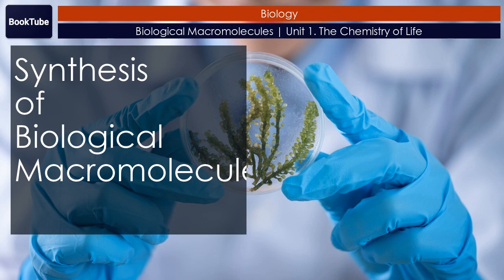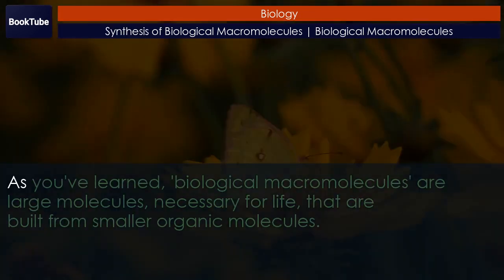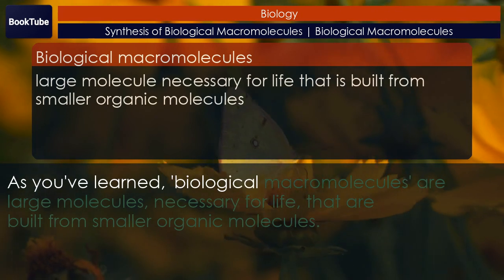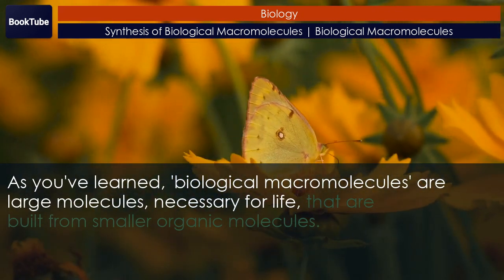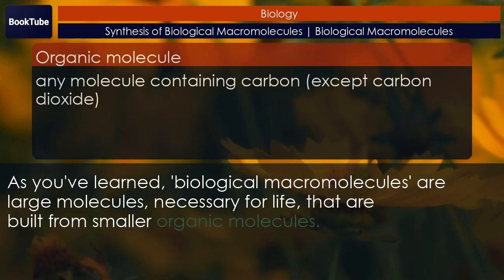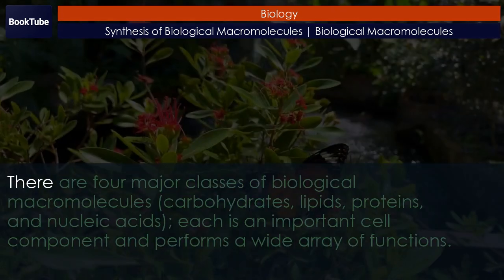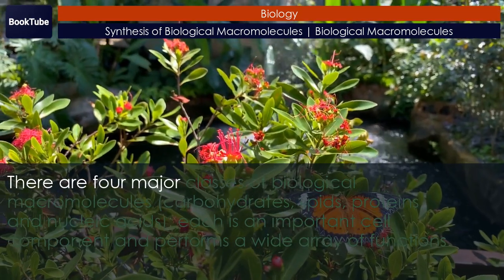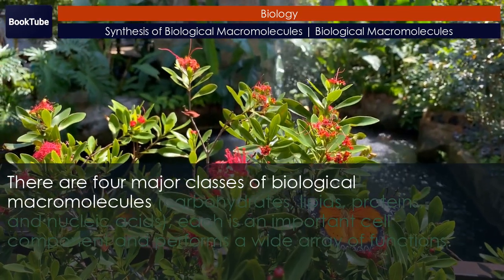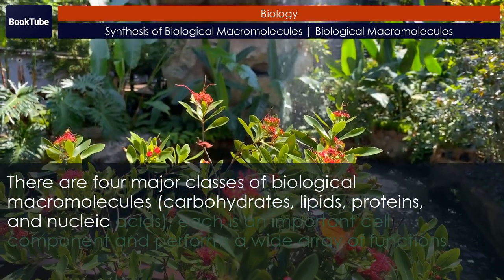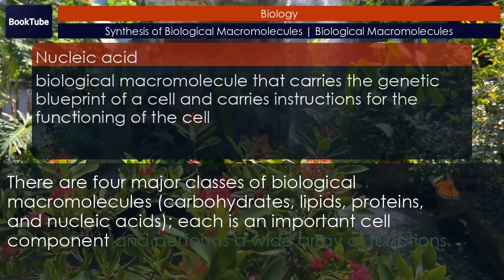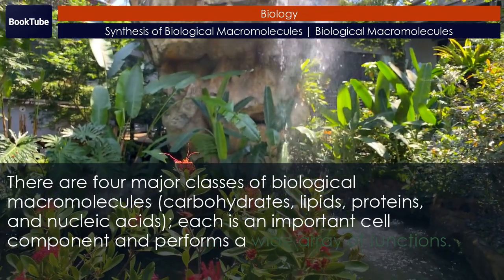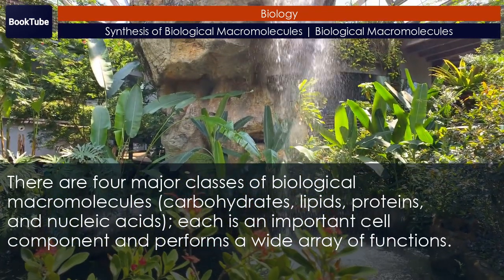Synthesis of biological macromolecules. As you've learned, biological macromolecules are large molecules necessary for life that are built from smaller organic molecules. There are four major classes of biological macromolecules: carbohydrates, lipids, proteins, and nucleic acids. Each is an important cell component and performs a wide array of functions.